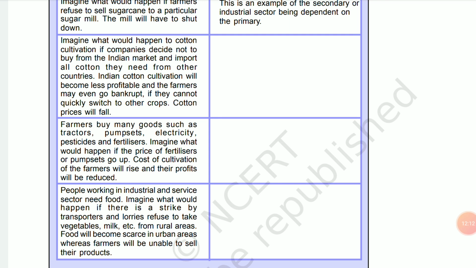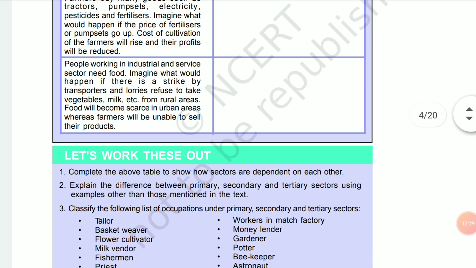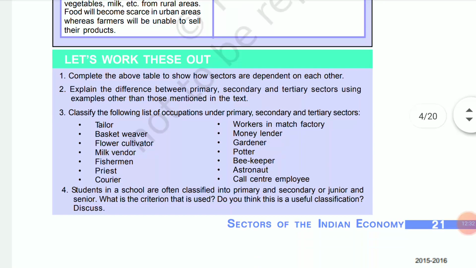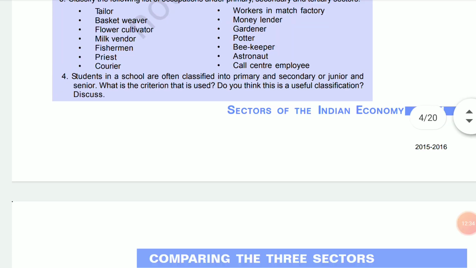Cotton prices will fall. So here, what is shown is that primary product is dependent on the secondary sector. Primary sector is also dependent. How? Because if they are producing raw material, definitely they are producing all these cash crops to sell in the market, and if people are not buying it, that will bring loss to them. Okay, so these other two blanks we'll be doing as well as this. Let's work this out in your copies.